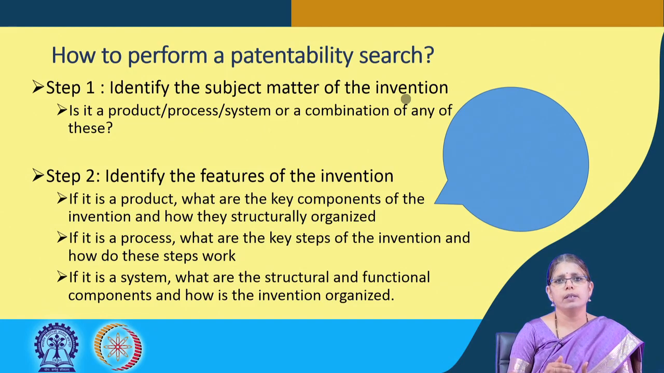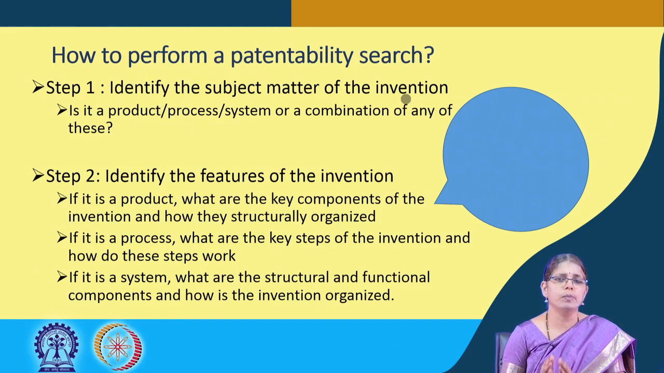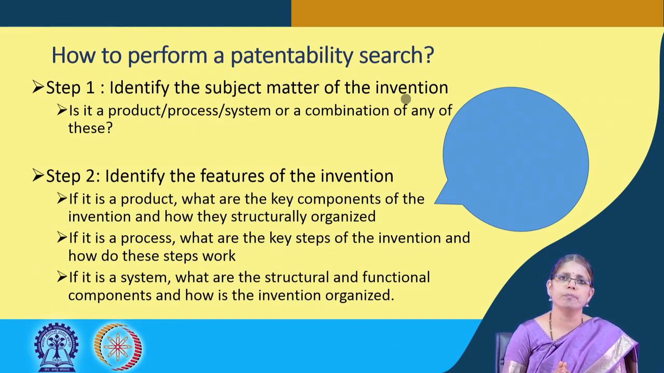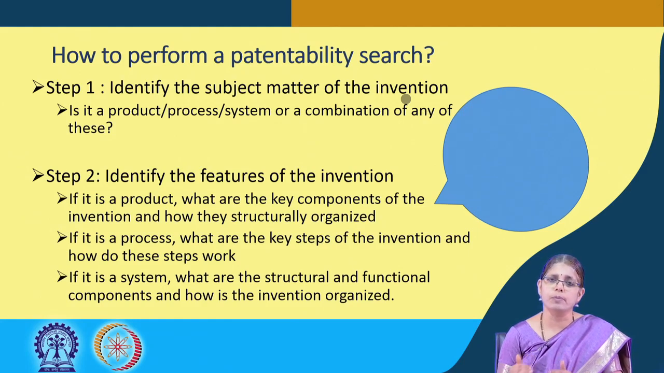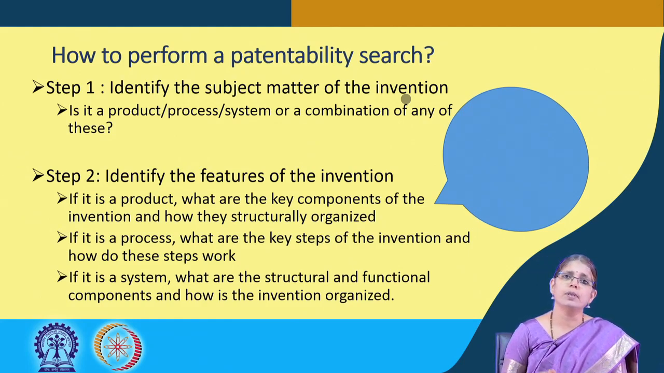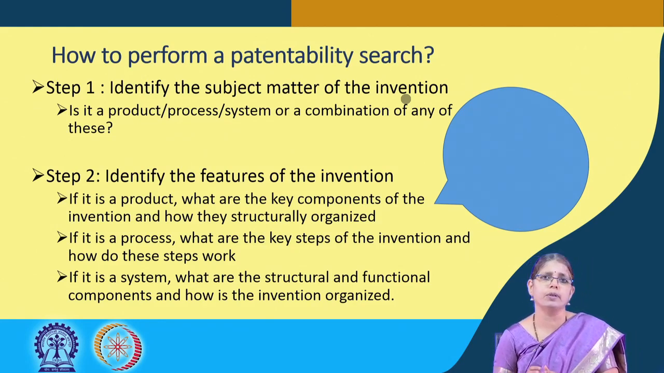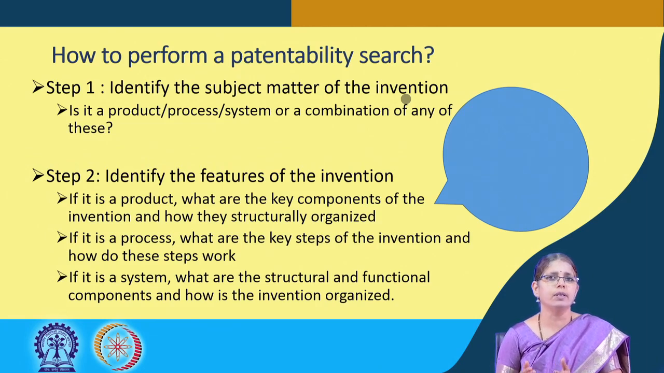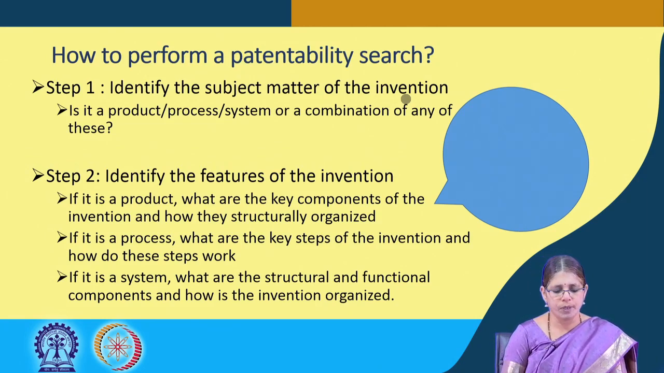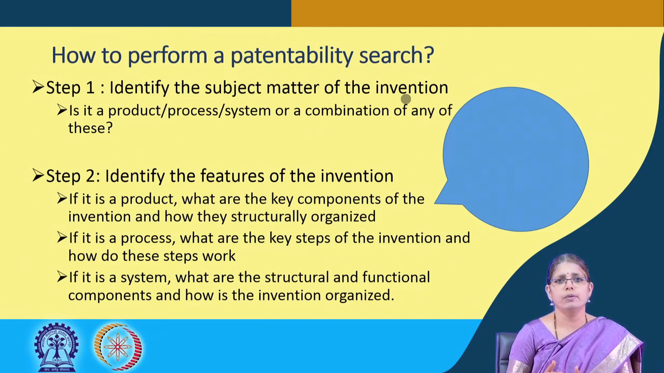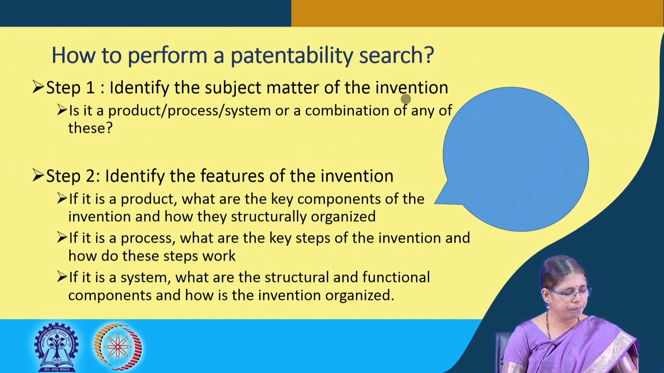And then we are looking at step 2, which is once you identify what is the subject matter, you will need to look at what are the features of the invention. That is, if it is a product, what is its structure, which means what are the components, how many components does it have. If it is a process, what are the different steps, how many steps does a process have. If it is a system, then it could have components and the components arranged in a particular way and functioning in a particular way. Those are what we call identifying the essential features of an invention. So, keeping that in mind is very important in order to look at the next step, which we call identifying features of the invention.